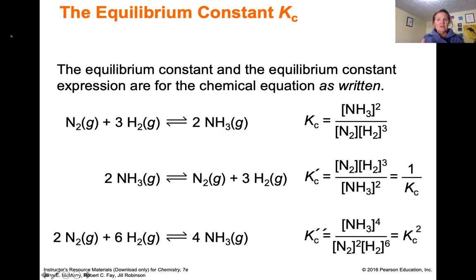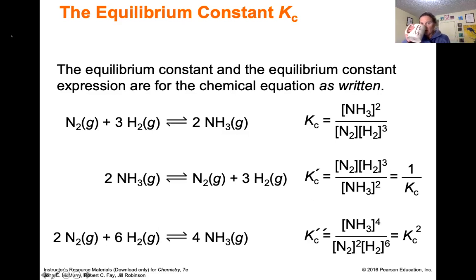If you notice the difference between the first reaction and the second, they're just written backwards. If you think about how you would write this, the products over reactants will be the inverse of what it was when you had written it in the opposite direction. So the Kc prime for that second reaction is really just 1 over Kc for the first reaction, because the only difference in these two reactions is that one's going forward and one's going the opposite way.